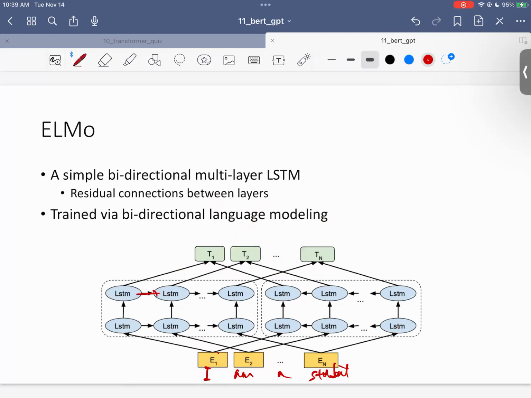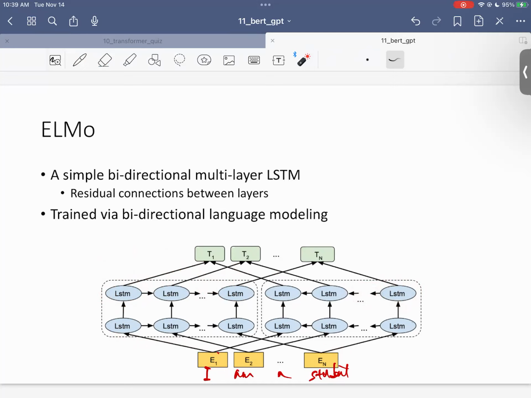So in the forward LSTM, you simply put I in, and then you want this to be predictive of M, because that's the next word, and you want this to be predictive of A, and you want this to be predictive of student, and this to be predictive of the termination symbol. Here's the backwards. So you want this to be predictive of student, because this was the termination symbol, right?